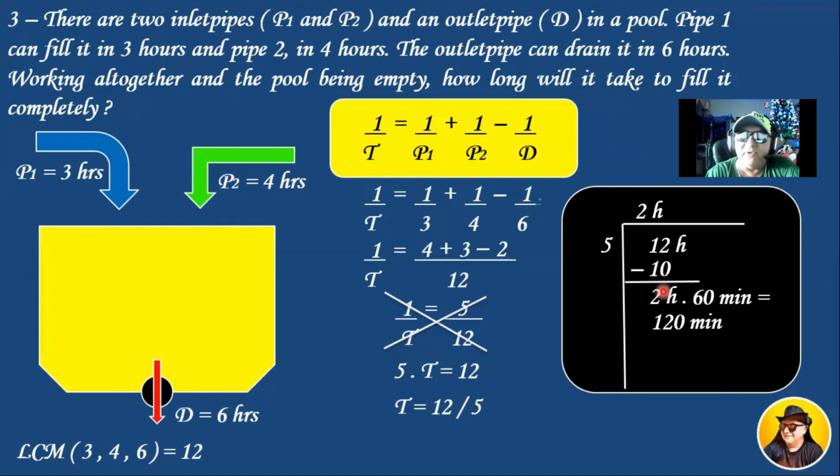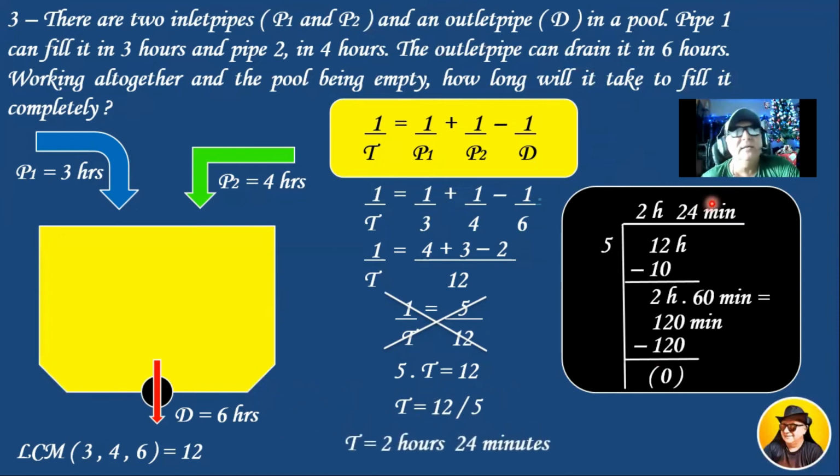Now I can go on dividing, see, now in minutes. 120 minutes divided by 5 is 24 minutes, okay? Now, see, 24 times 5 is 120. All right, so subtracting 120 minus 120, it is 0. So now the division is done, and the result is right here, 2 hours and 24 minutes.